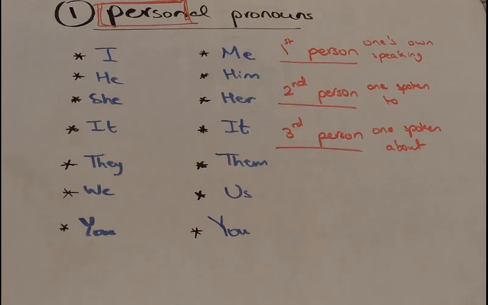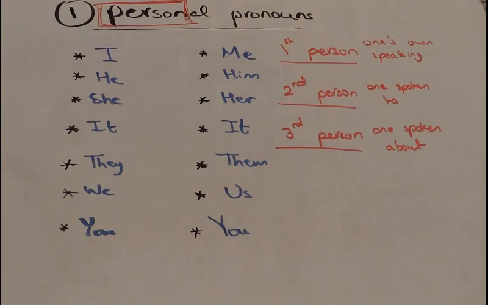Third person, one spoken about, meaning I speak about people that are not there. He, she, they, them, whatever. We're going to categorize them later on. So first, let's take the basic concepts: first person, second person, third person. First person, one's own speaking. I'm there, and I'm talking about myself. Or we're there, and we're talking about ourselves.